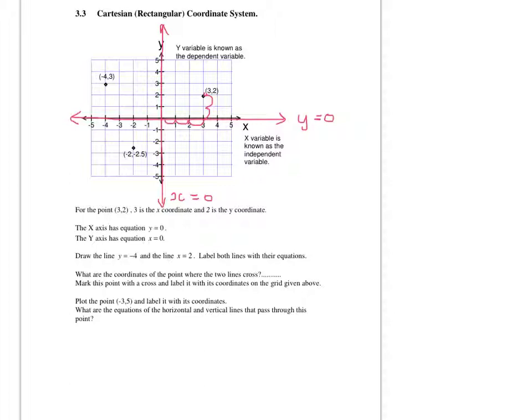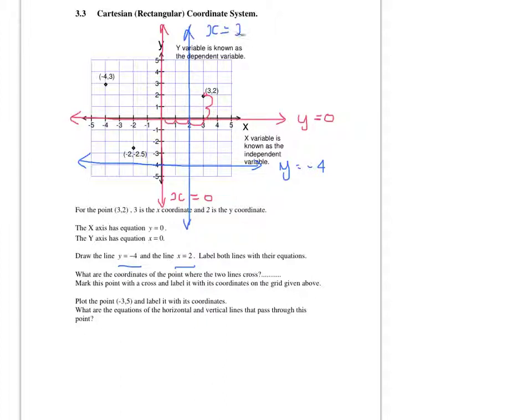If we wish to draw the line y equals -4, or y is equal to -4, along a horizontal line, like so, and then also draw the line x is equal to 2, well, x is equal to 2 is there, so the line that has that rule is that vertical line through there.